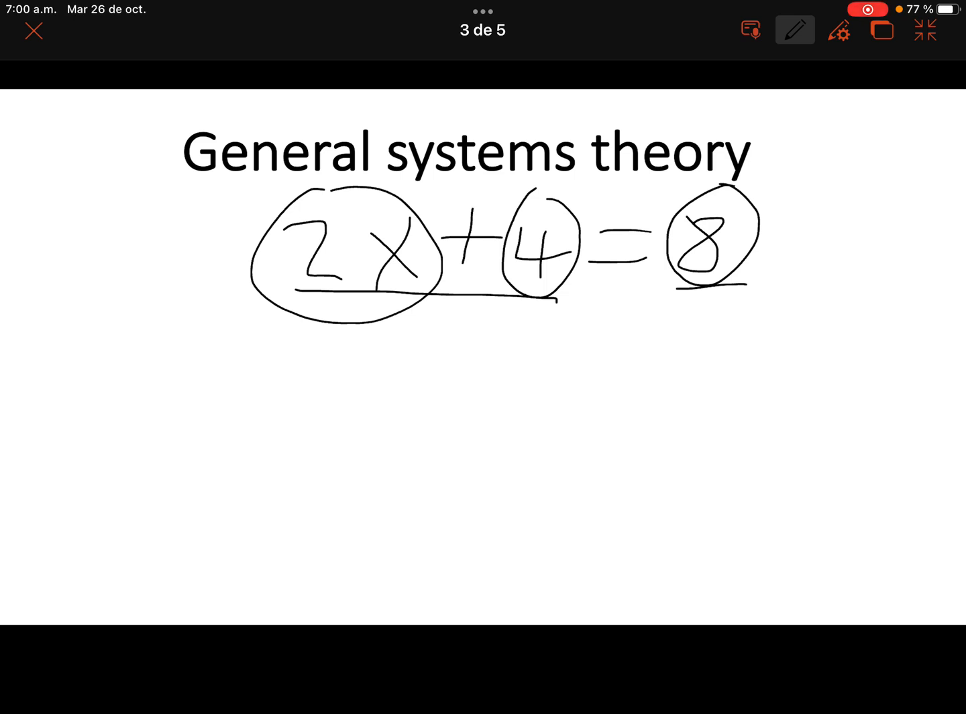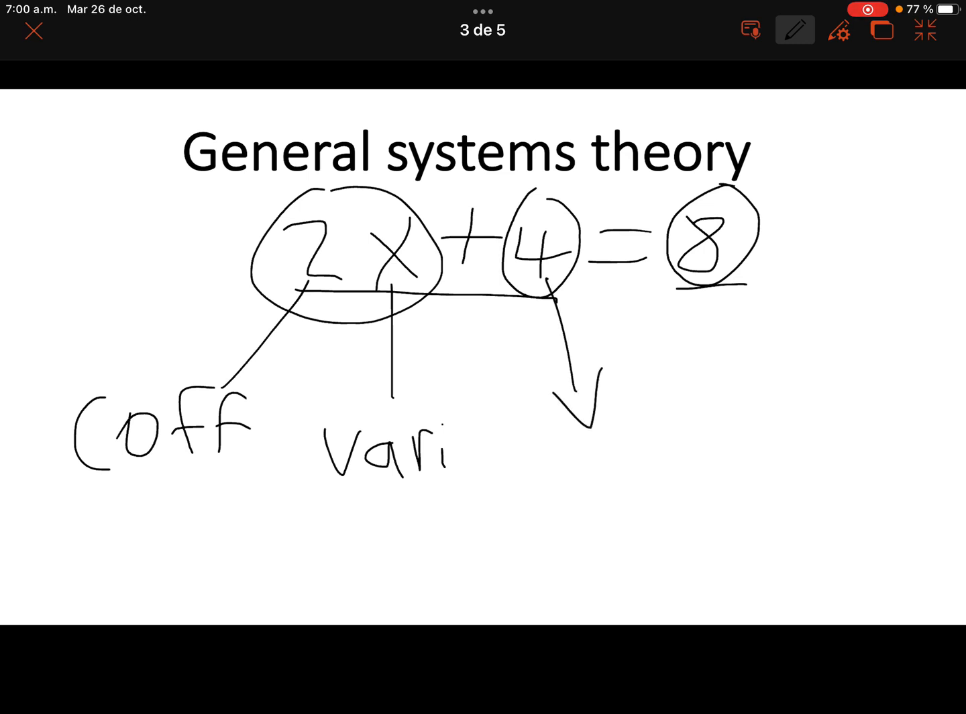For example, the first term, 2x, is composed of 2, that is the coefficient, and x is the variable. The second term, 4, is the constant. Now, the right part, 8, is also a constant.